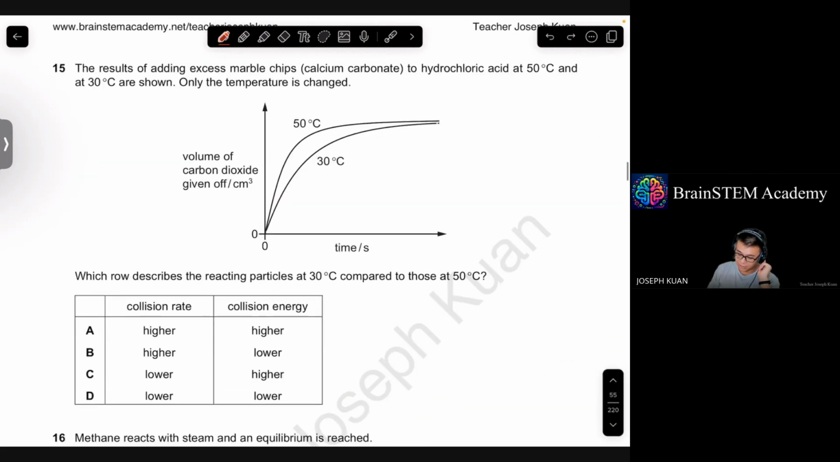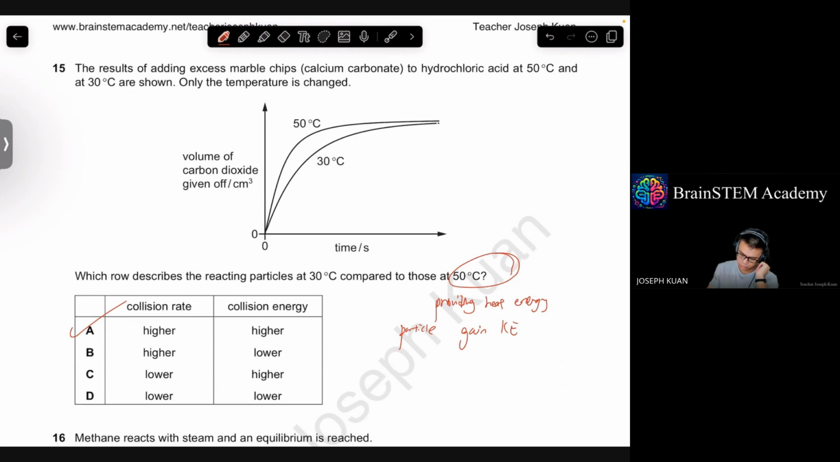Moving on to question 15. The results of adding excess marble chips, calcium carbonate, to hydrochloric acid at 50 degrees Celsius and 30 degrees Celsius are shown. Only the temperature is changed. Which row describes the reacting particles at 30 degrees Celsius compared to those at 50 degrees Celsius? At a higher temperature, you're providing more heat energy to the particles, so they gain kinetic energy, which means they collide more, and collide with a greater energy. So the answer is A.